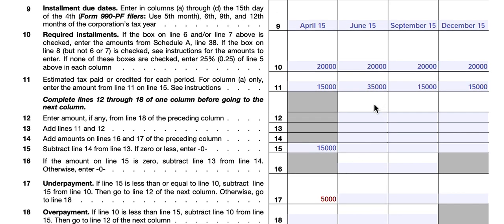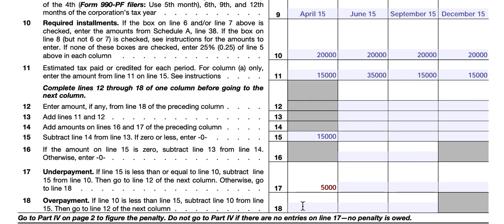So now that we are finished with column A, well, let me back up for a second. There should be only one entry in each column for either line 17 or line 18. You cannot have an underpayment and an overpayment in the same quarter. So keep that in mind as you're going through this form. In column A, we end the quarter with a $5,000 underpayment.